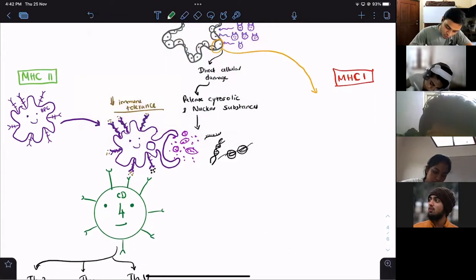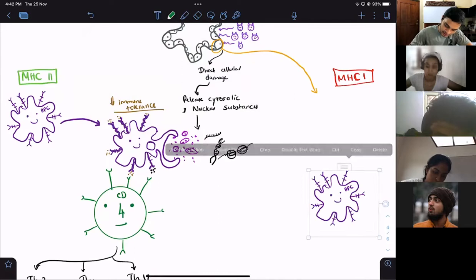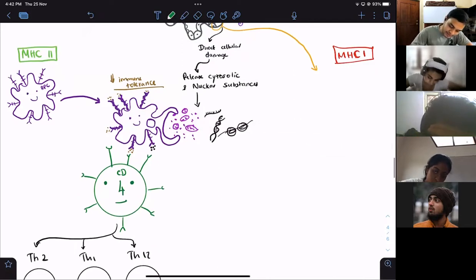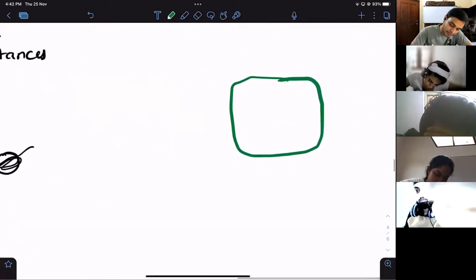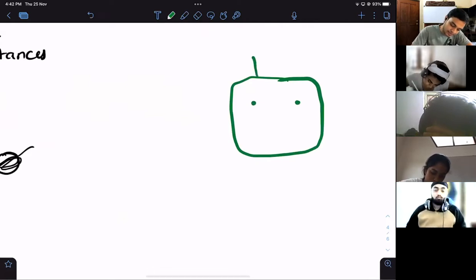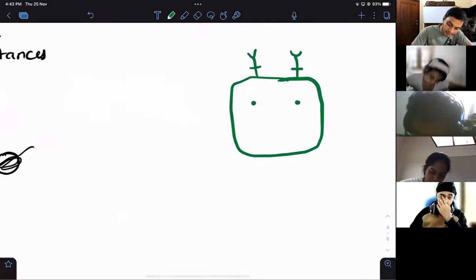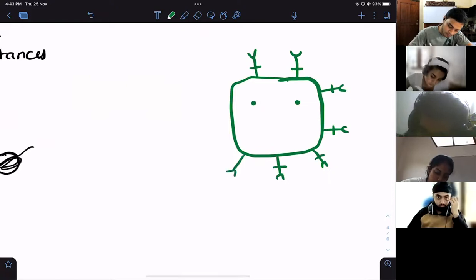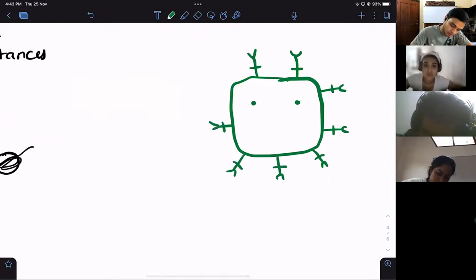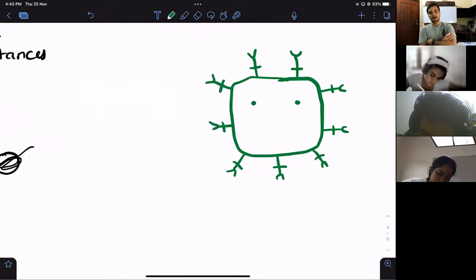If we take a zoomed in view, guys, let's say this is my glandular epithelial cell, right? And let's say this glandular epithelial cell has this MHC class 1, something like this, one arrow there. Okay, this is MHC class 1 receptors.